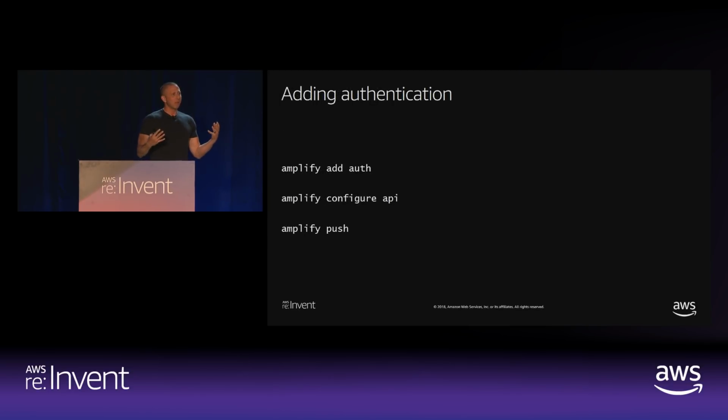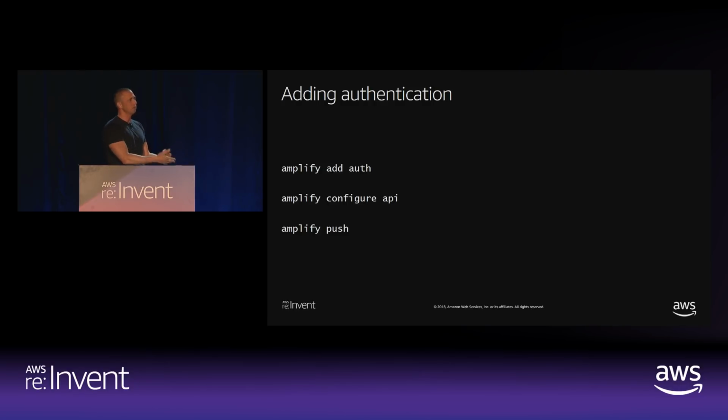Now we have the API created. What we want to now do is add authentication. So what we can do is run amplify add auth. When we created the original API, we did not have any way to specify authentication because we didn't have authentication. But now that we have authentication, we need to reconfigure the API. So to do that, run amplify configure API.